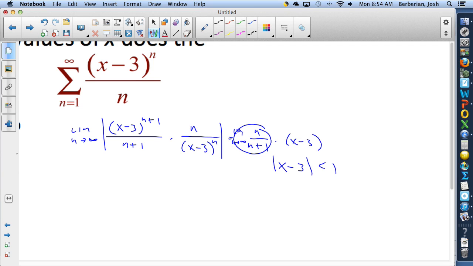Right, okay, so now what do I have to do? I have to add 3. So this means either x minus 3 is less than 1, so x is less than 4, or x minus 3 is greater than -1, so I have to add 3, x is greater than 2. So centered at 3 with a radius of 1.